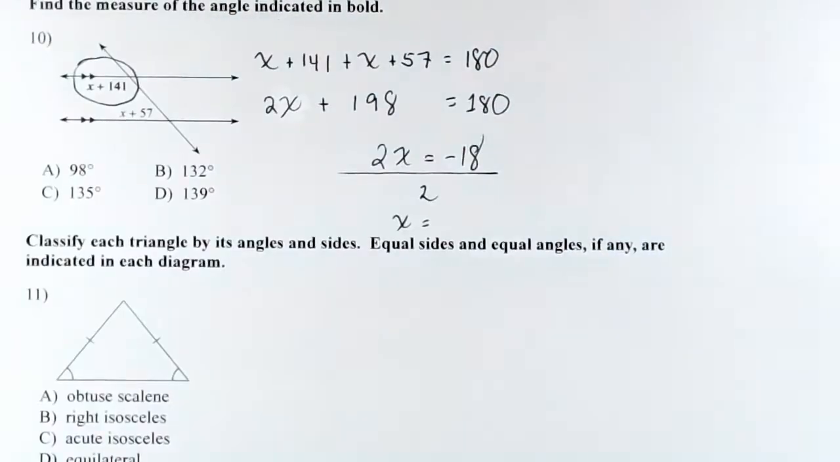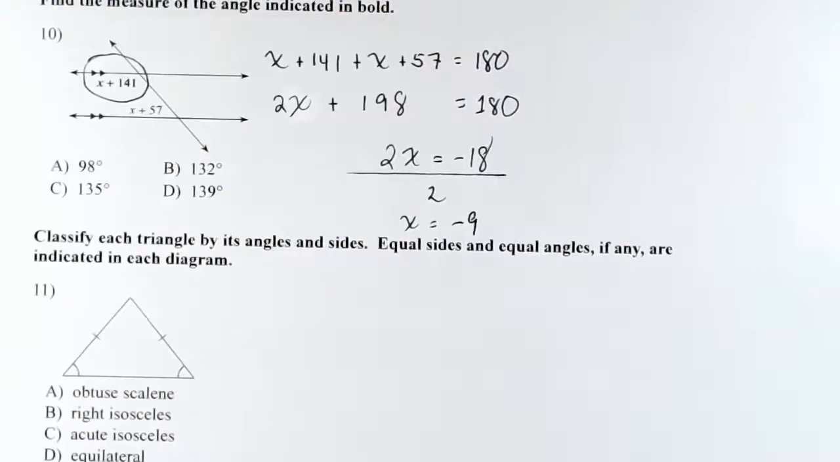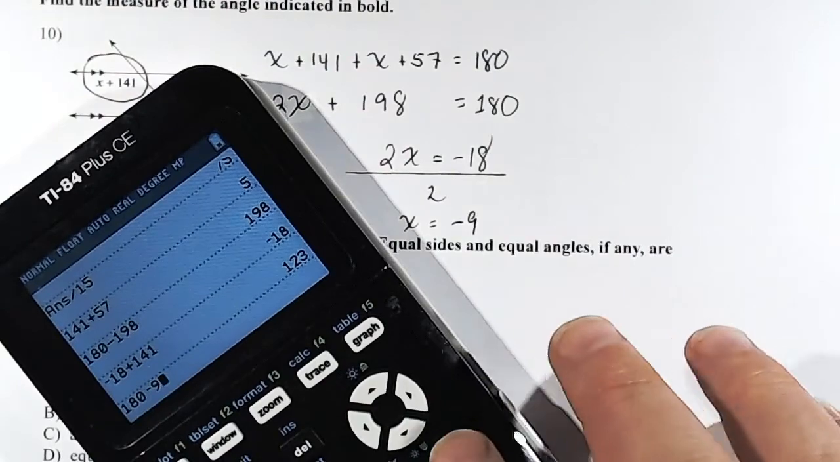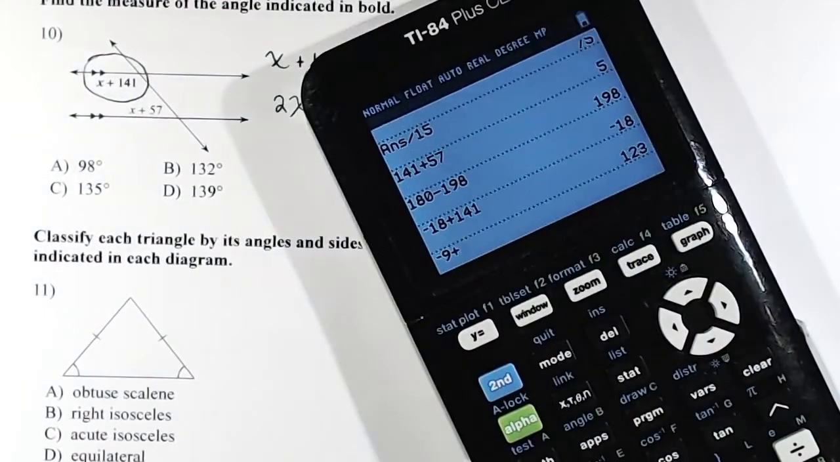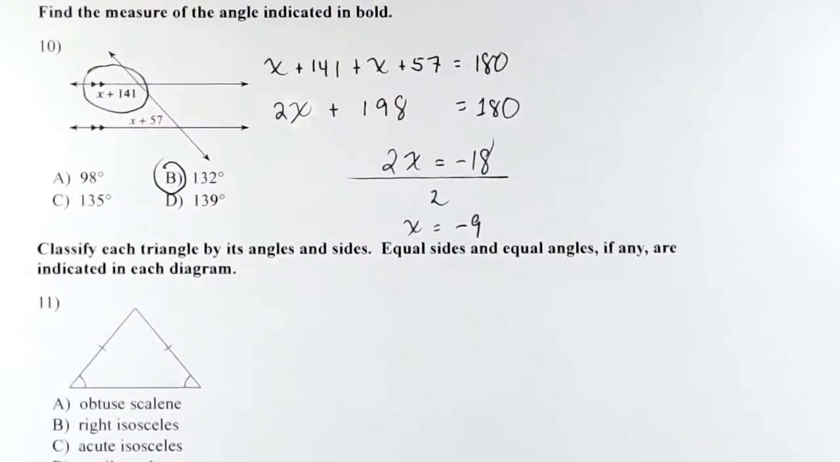X equals, all right? So that's negative 9. Now let's plug in negative 9 into our thing, plus 141. That's the answer, 132. Okay, sorry about that.